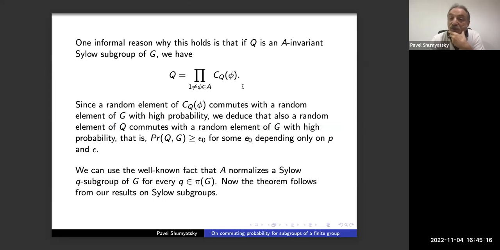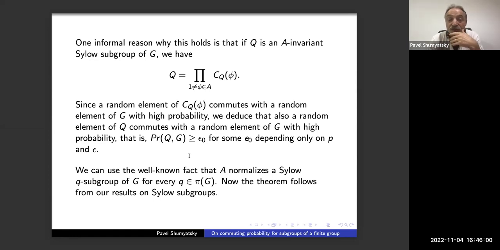written as a product of the centralizers of the non-trivial automorphisms from the group A. Now, since a random element from the centralizer commutes with a random element of G with high probability, we deduce that also random elements of Q commute with a random element of G with high probability. Or in other words, there is some epsilon naught, depending only on the parameters that we have here, such that every A invariant Sylow subgroup of G has commuting probability at least this number epsilon naught.